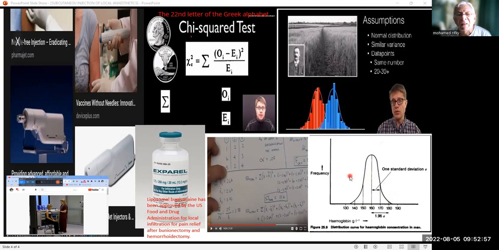So when the result is less than 0.05, we call it significant. If it's large, it is not significant. So this is the Gaussian bell shape of the normal distribution. You have to have a normal distribution so that you can use the t-test. Other tests are used in case we cannot obtain this normal distribution.